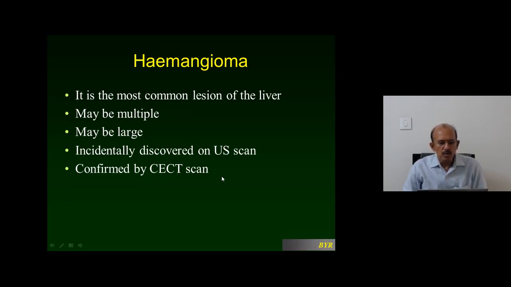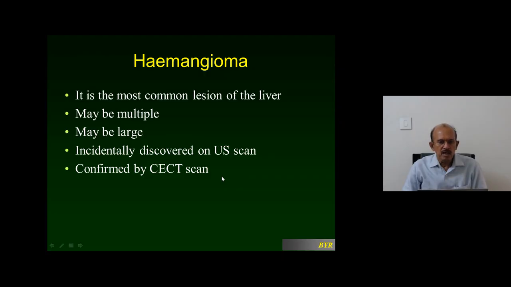Whenever you doubt neoplasm, what do you usually do? You go for a biopsy. But in the liver, you should not do that biopsy, because the most common hypoechoic mass in the liver is hemangioma, not hepatocellular carcinoma. If you put a needle there, there will be profuse bleeding. So once you find a hypoechoic mass on ultrasound scan, the next thing you have to do is confirm it by doing a CE-CT scan, a contrast enhanced CT scan.